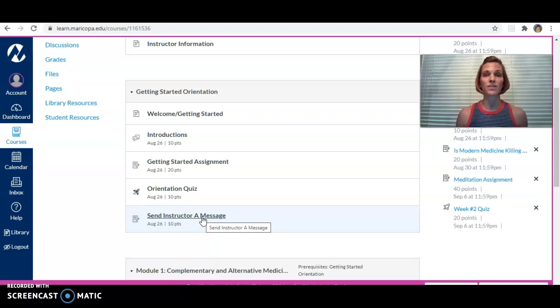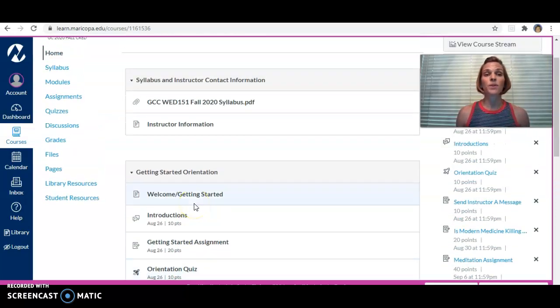If you have any questions or any issues with Canvas, please let me know. There are also a ton of options for you to get help through GCC. Some of those are listed in your syllabus and then also over here in the Student Resources page on Canvas.